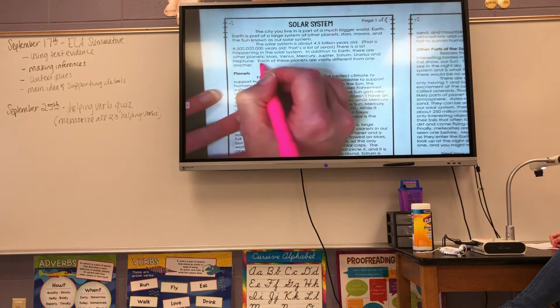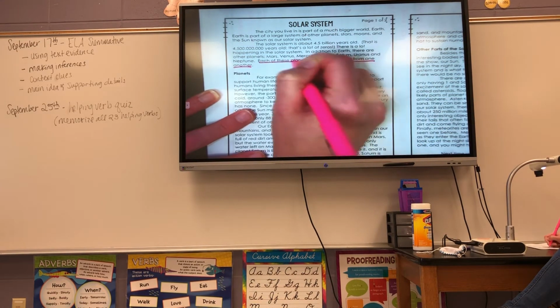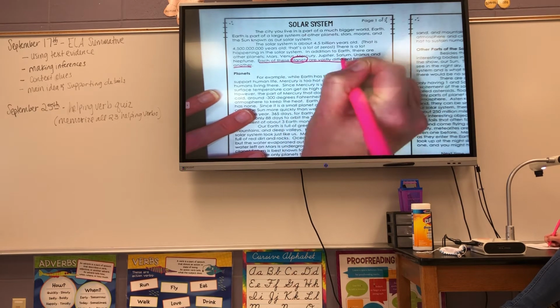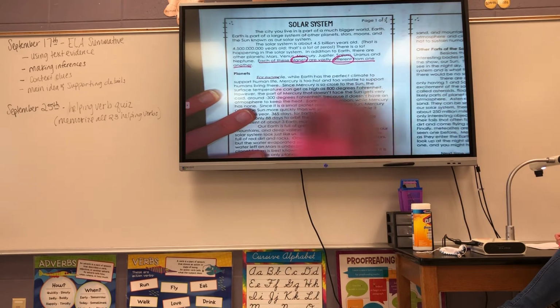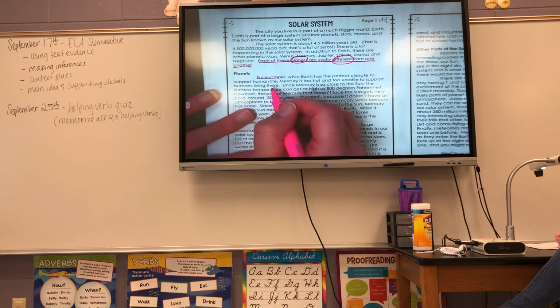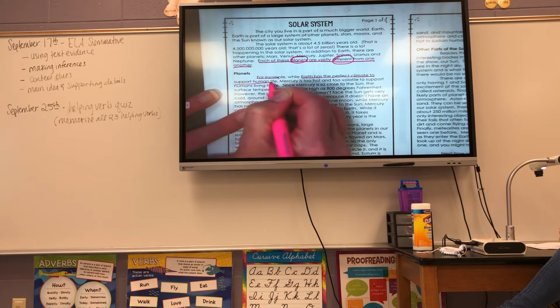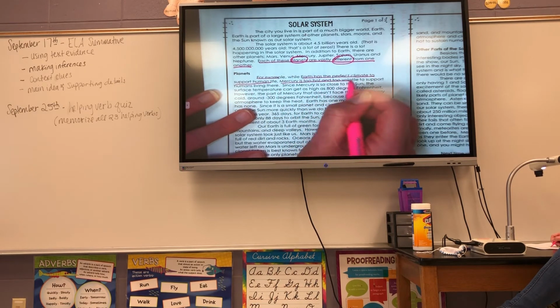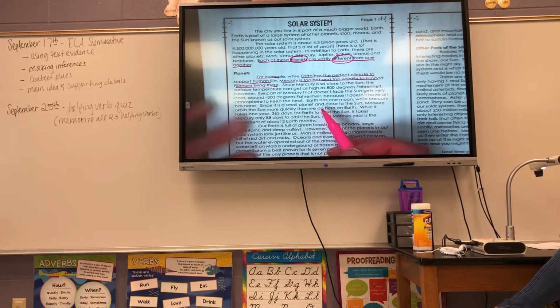Well, let's pick up here. Each of these planets are vastly different from one another. All right, so this is going to explain to me how the planets are different from one another. For example, while Earth has the perfect climate to support human life, Mercury is too hot and too volatile to support humans living there. All right, so Earth has the perfect climate to support human life. Mercury is too hot and volatile to support humans living there. All right, so moving on.